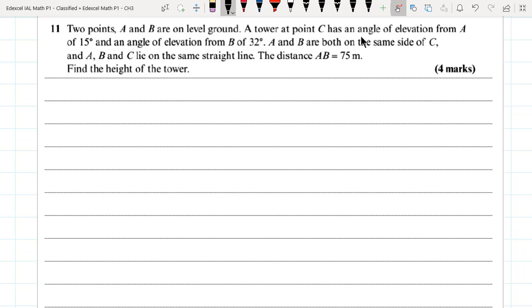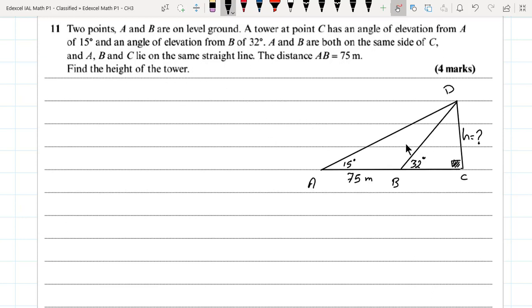2 points A and B are on level ground. A tower at point C has an angle of elevation from A of 15 degrees and an angle of elevation from B of 32 degrees. A and B are both on the same side of C, and A, B, and C lie in the same straight line. The distance AB is 75 meters. Find the height of the tower.